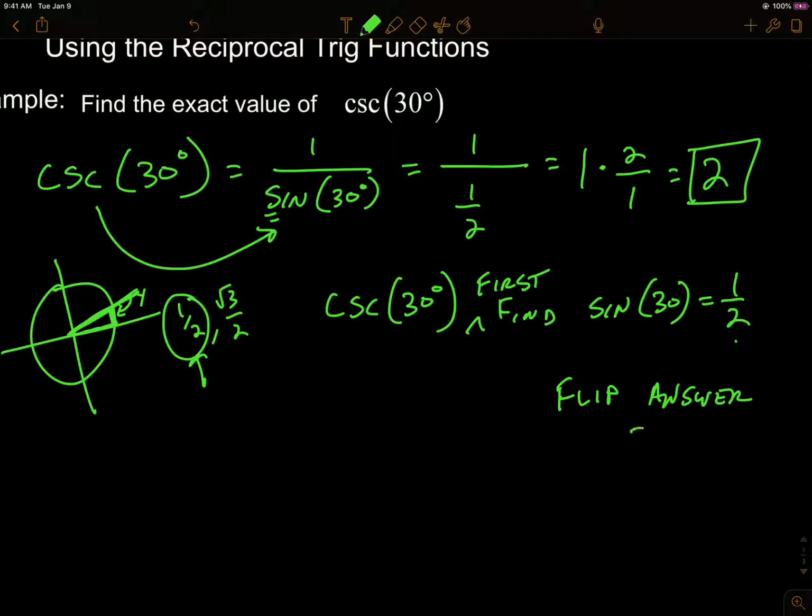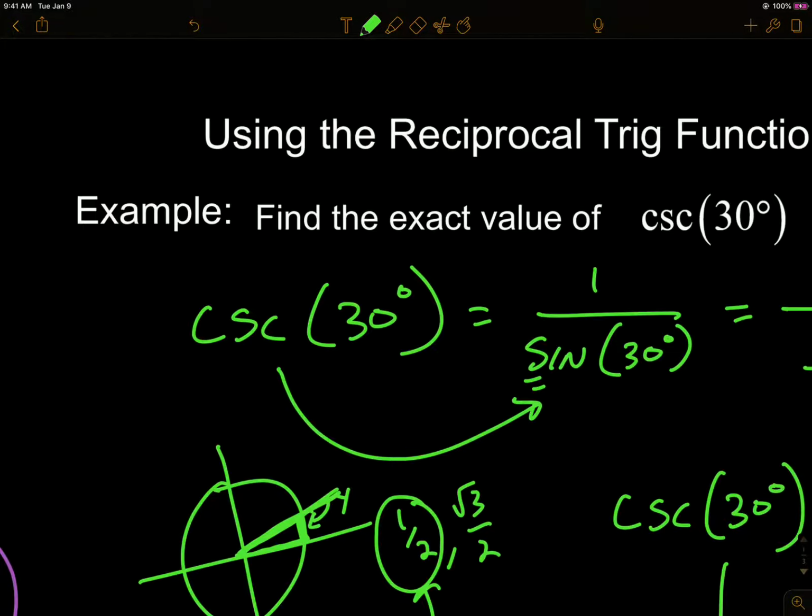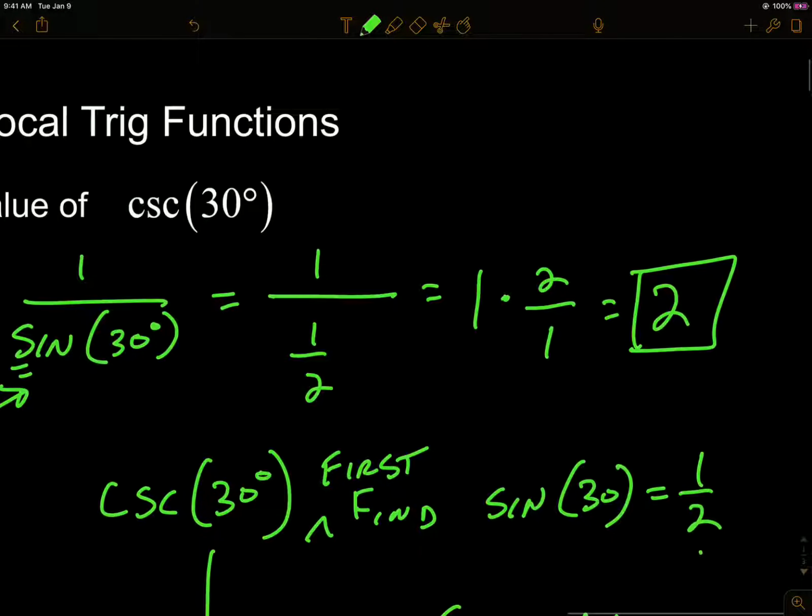Right, so then you flip 1 over 2 and you get 2 over 1. So that means that the cosecant of 30 degrees is equal to 2. So you can write the reciprocal function first, which is what I did up here, and then just solve and simplify.